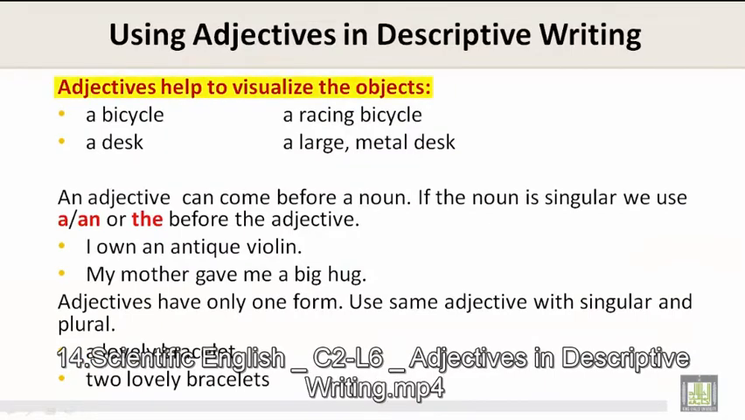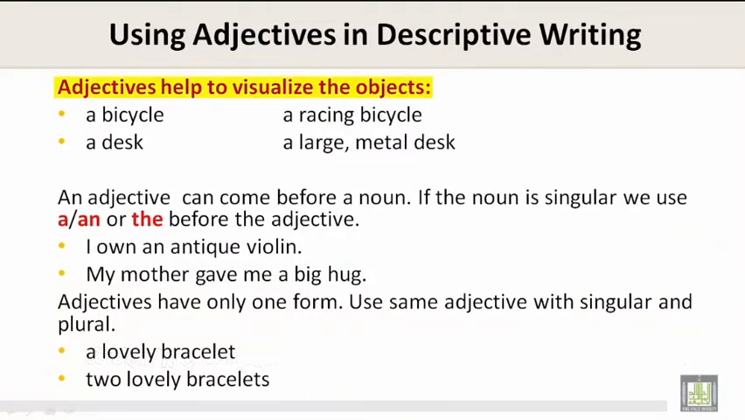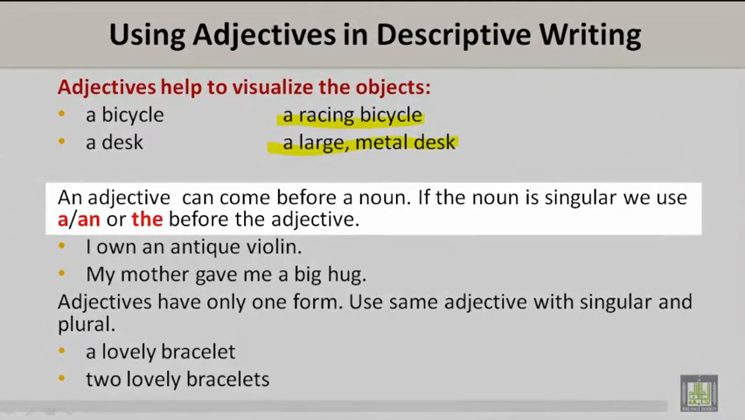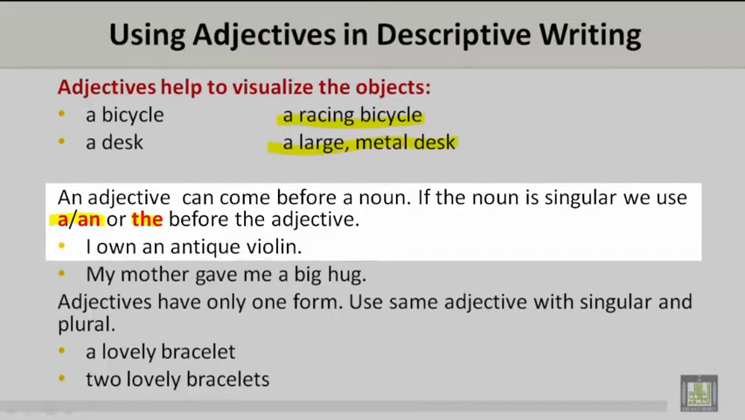Adjectives help to visualize the objects. For example, a bicycle. With the adjective, a racing bicycle. A desk. With the adjectives, a large metal desk. An adjective can come before a noun. If the noun is singular, we use a or an or the before the adjective. For example, I own an antique violin. What is the adjective? Antique.